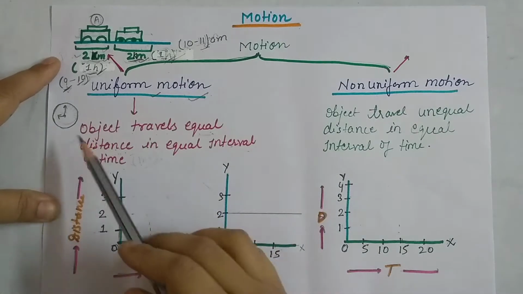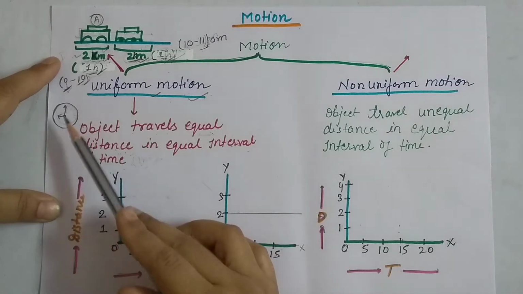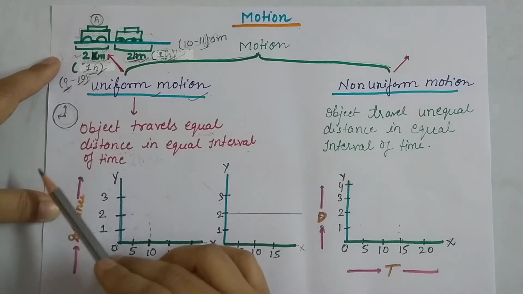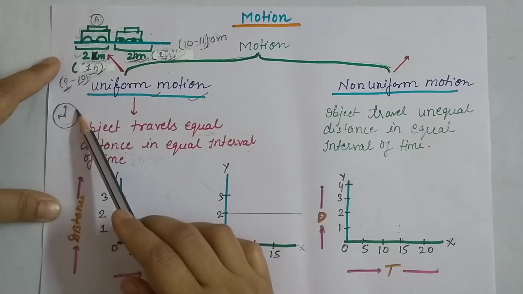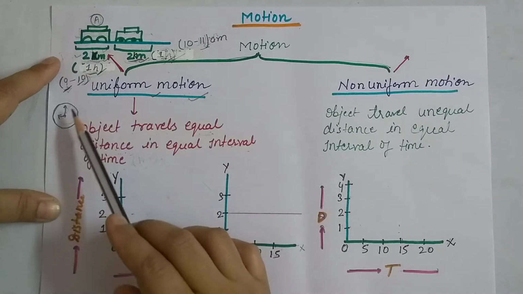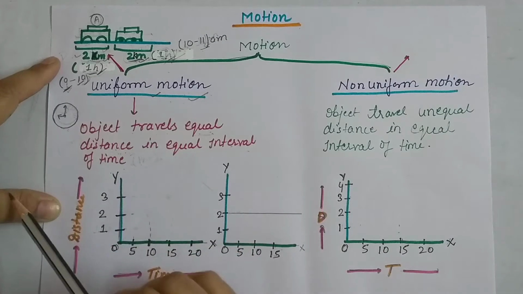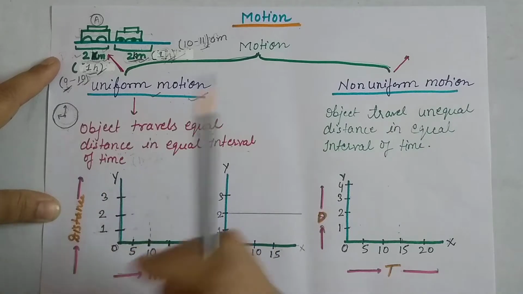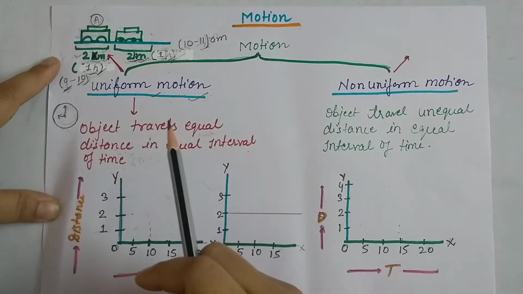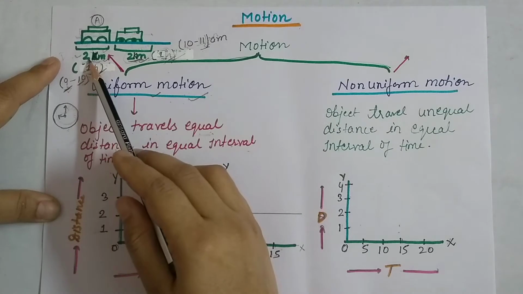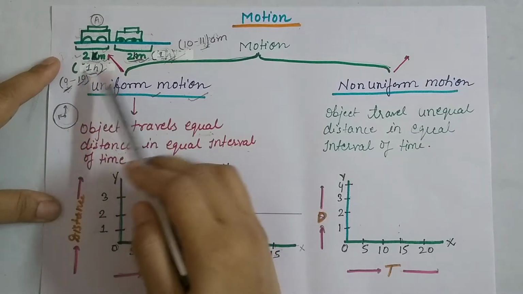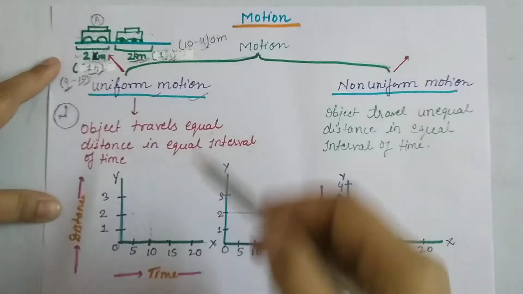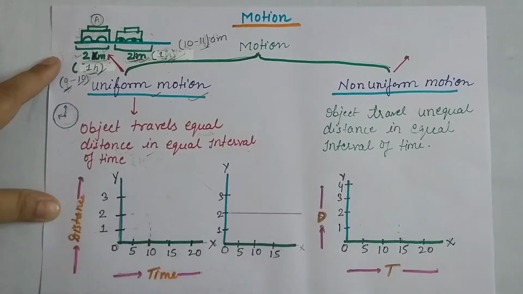You are able to see the clock in your house. The arms of the clock also move in uniform motion. They cover the same equal distance in equal interval of time. So this is all about uniform motion, meaning the object travels equal distance. Here the bus travels 2 kilometer in every 1 hour. Every next 1 hour it covers 2 kilometer. That means it is showing uniform motion.